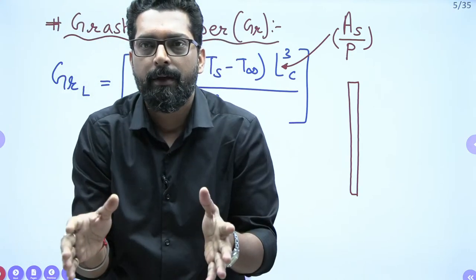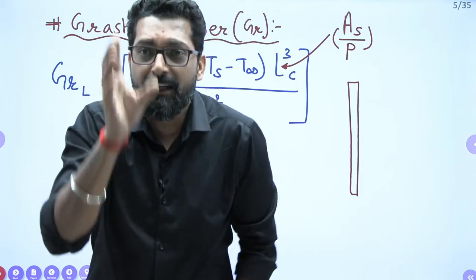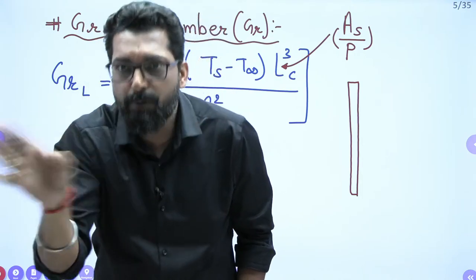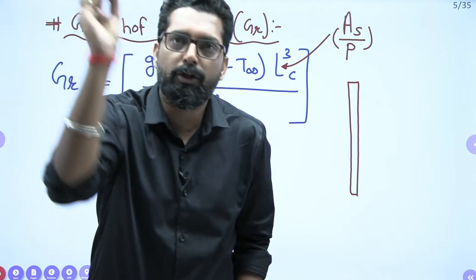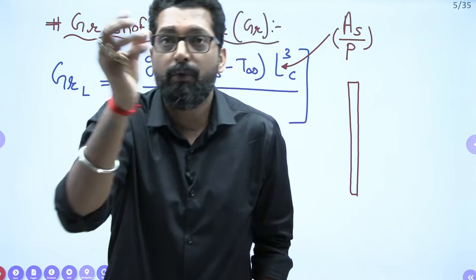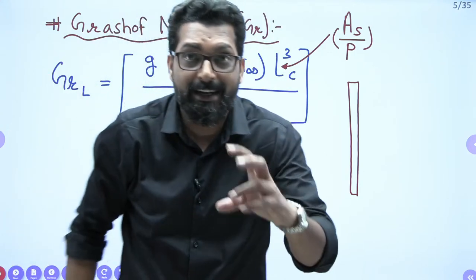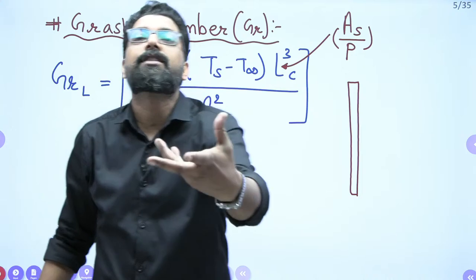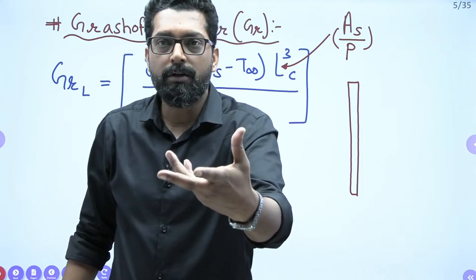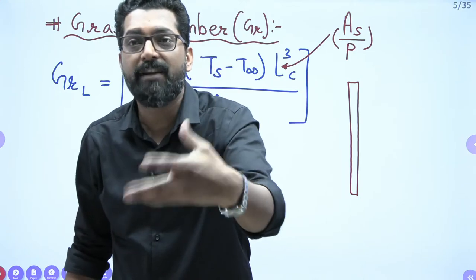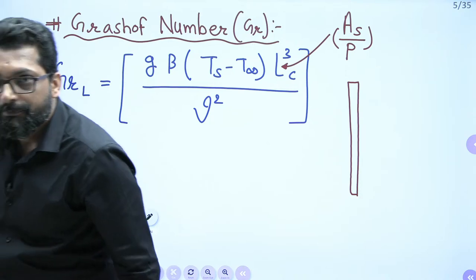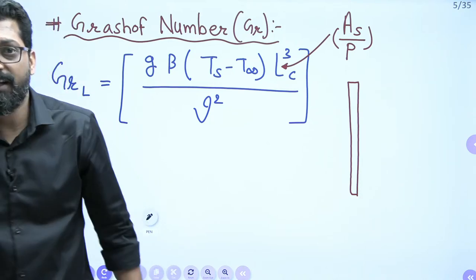Is it clear? Incompressible refers to fluid mechanics, where we do not bother about the temperature, only about the motion of the fluid. But in heat transfer, we are bothered about the temperature difference. So the temperature difference will cause the density difference. Yes or no? Temperature difference will cause the density difference. I hope it is clear.